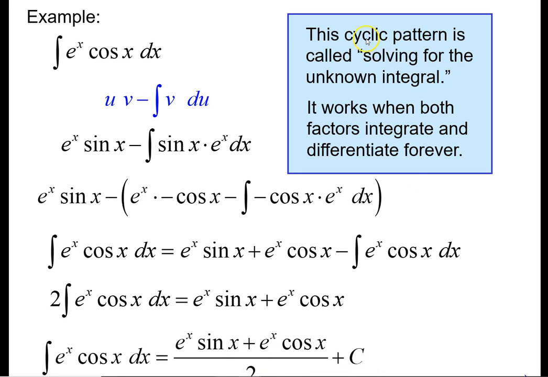So this is a cyclic pattern, and this will work whenever you have an integrand like this. Usually it's going to involve a trig function and an exponential function with this pattern. But this idea of setting up this equation is real common when you have a cyclic pattern like this. And again, how do you know when to stop? When you get down to an integral that matches the original integrand you started with, you're going to stop and set up the equation.